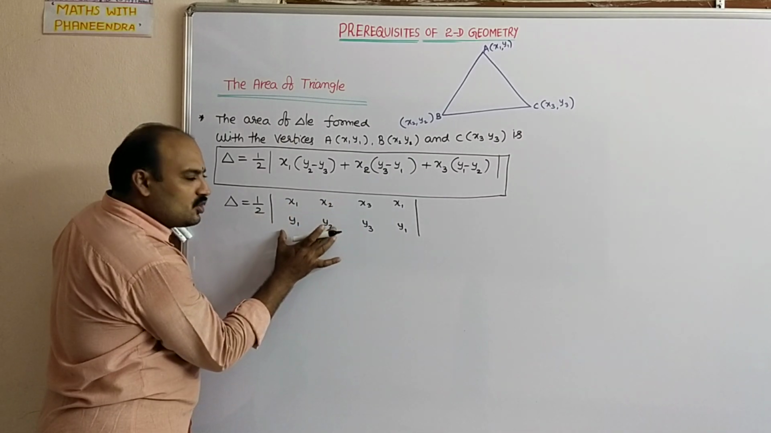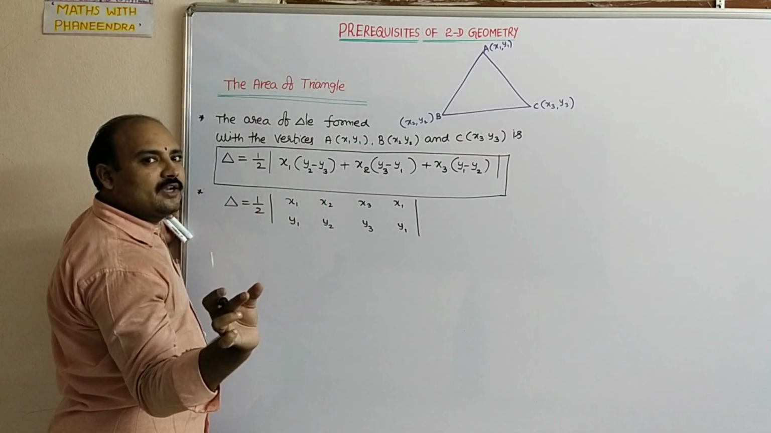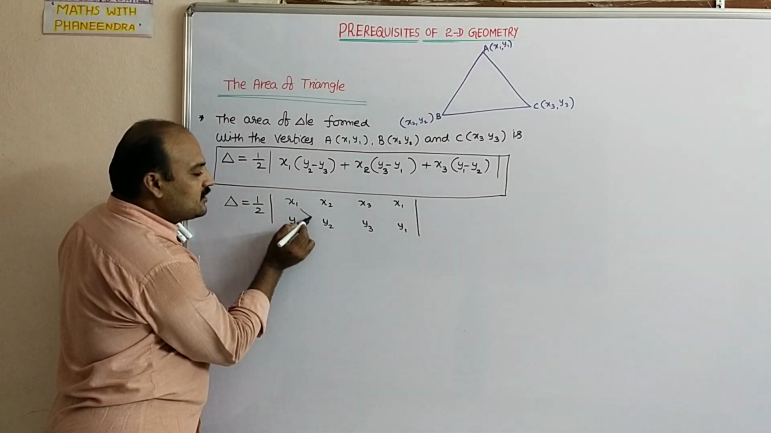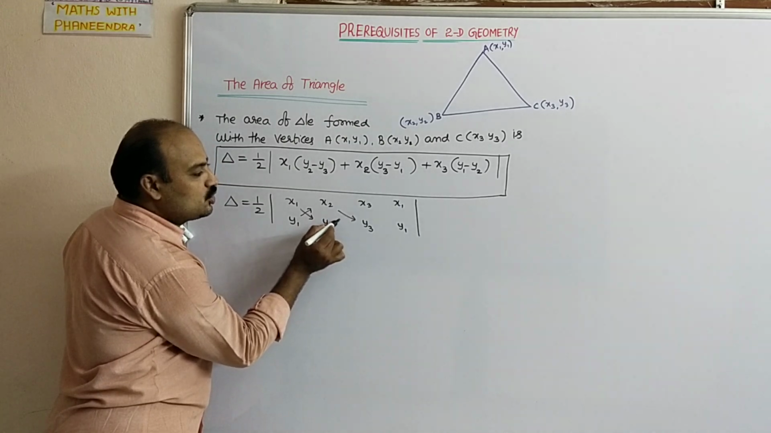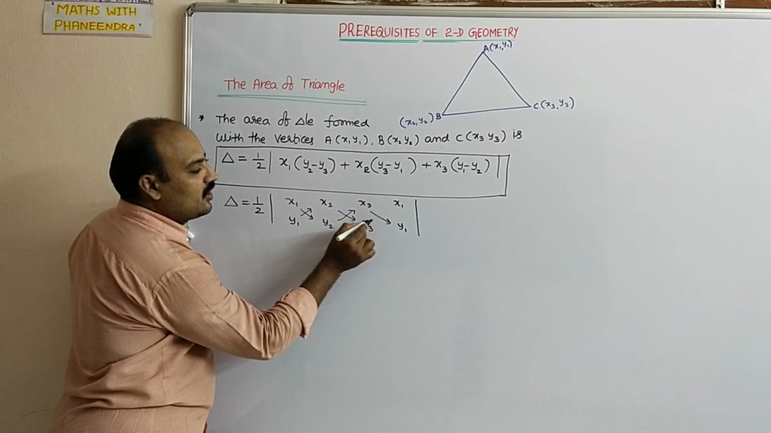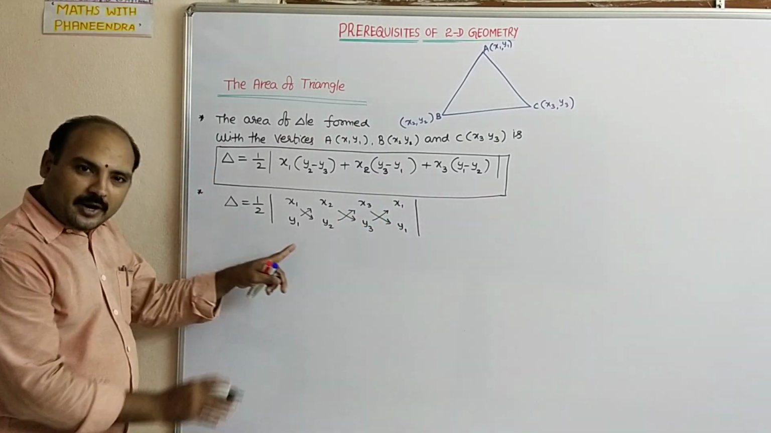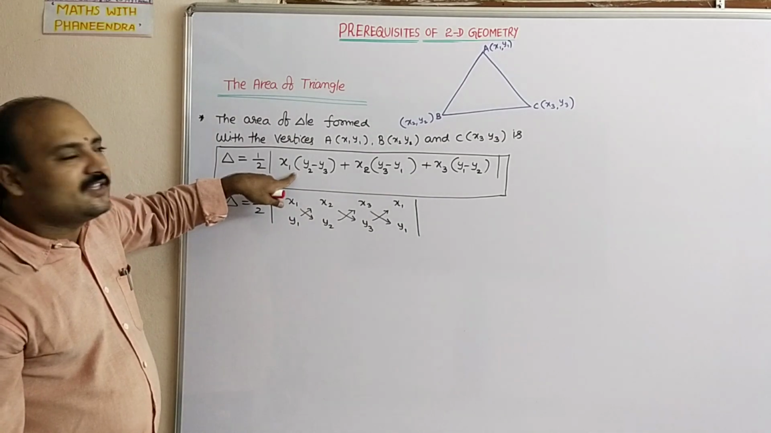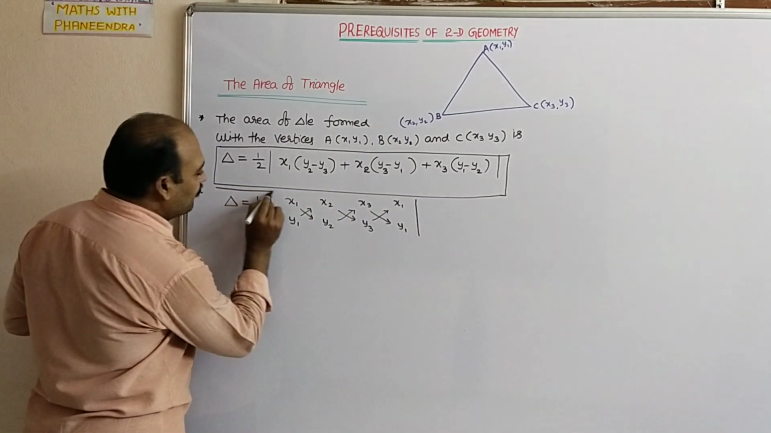These two columns you can treat as 2 by 2 matrix determinants. So AD minus BC, plus after that x2 y3 minus y2 x3, plus x3 y1 minus y3 x1. This is the way if you expand, again you are going to get this result only. Both are same.